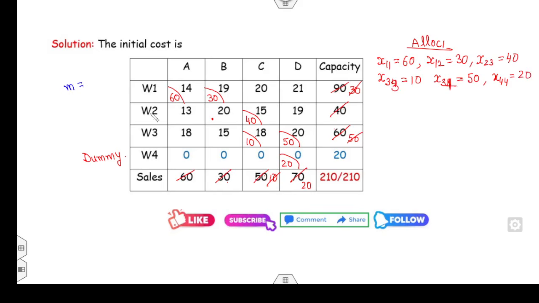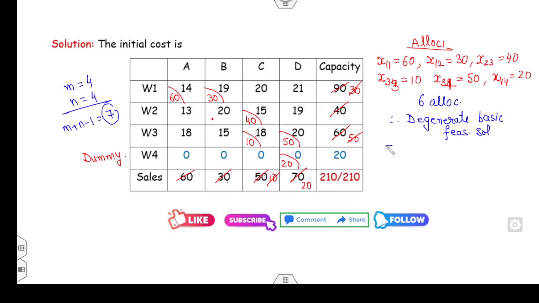M, look from here, your target is m is 4, n is number of the columns 4, because you have applied northwest on this problem. Fine. So what is the m plus n minus 1? 8 minus 1 is 7. But how many allocations you have? You have the 6 allocations. Therefore, your solution is degenerate basic feasible solution.